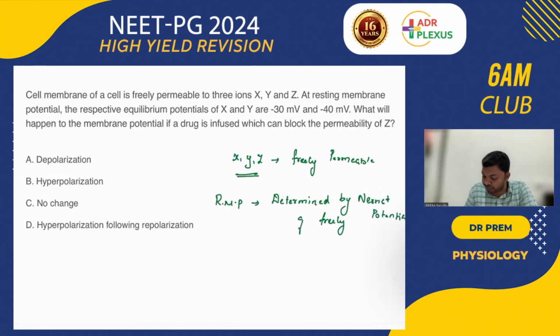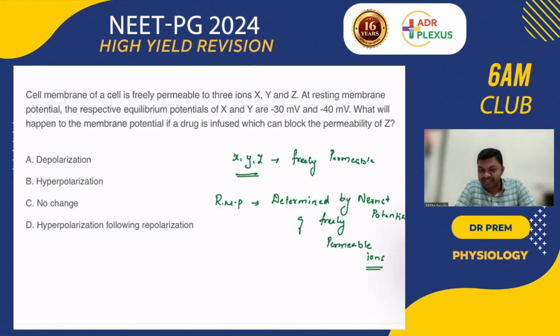Nernst potential of freely permeable ions. This is a very important question. And guys, please pay close attention. Dr. Akshara Rajendran: A, depolarization, +70, so depolarization. All right.